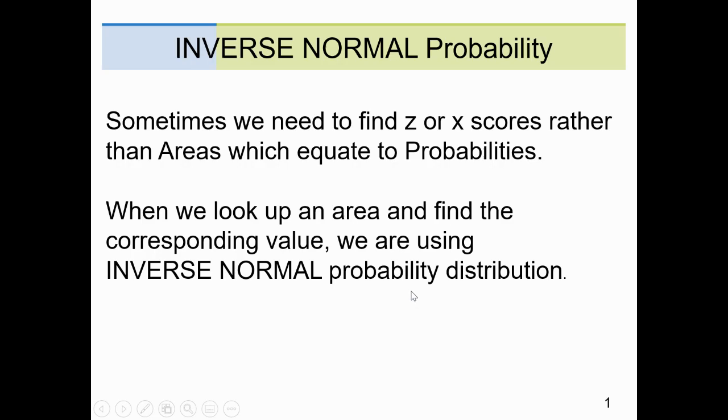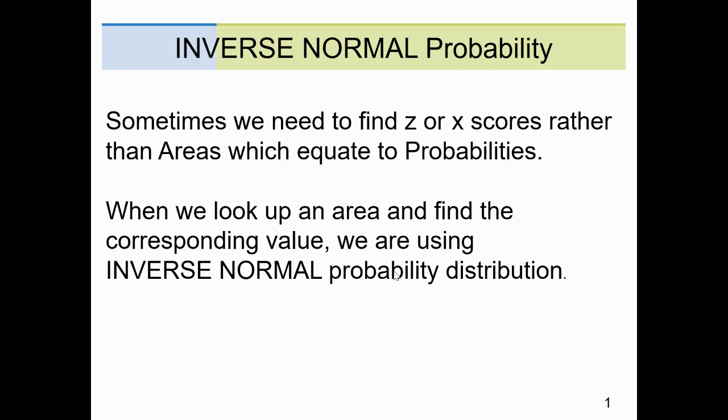Okay, this is the last part of PowerPoint 6.2. This is inverse norm. Prior to this, the problems gave you an X, which is equivalent to a Z-score. You went to the table, the left-hand column and the top row, and you matched them up, and you found an area in the body of the table. Well, things have changed. Instead of giving you an X or a Z-score, now I give you the area, which is a probability. You have to find the correct X or Z-score.